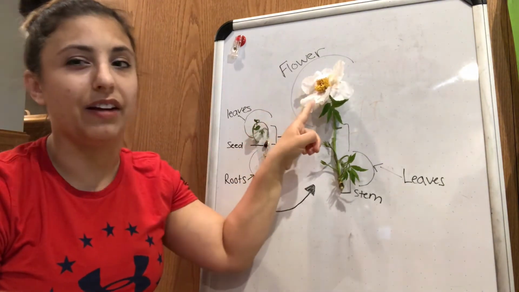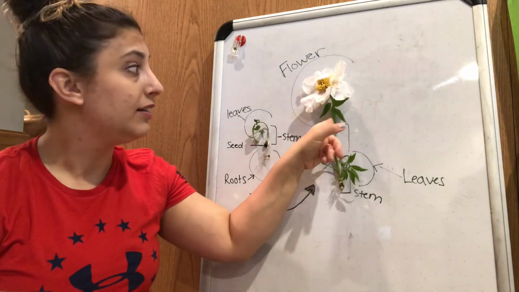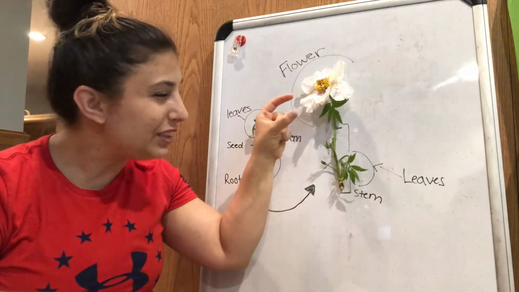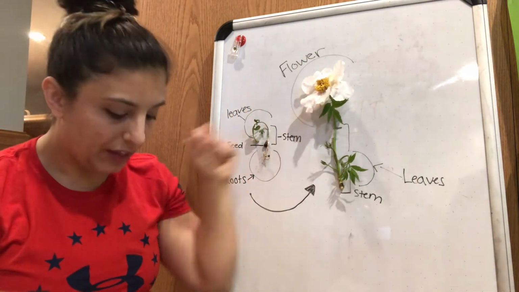Now this doesn't look like a fruit, but if it were a fruit like a strawberry, the strawberry has a bunch of tiny seeds on it, okay? Or it grows into a flower.